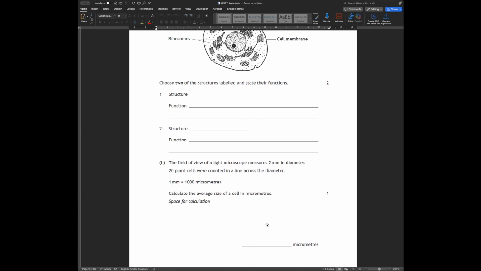So you do 2 divided by 20, and you can just do that in your calculator instead of in your head. That's going to give you 0.1, and then 0.1 times 1,000 is going to give you 100. So we're looking for an answer of 100 micrometers here.